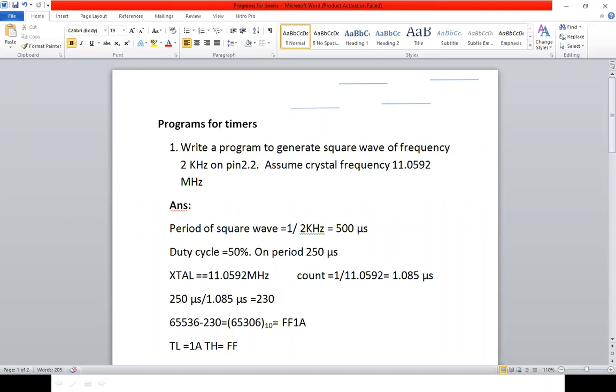So this is the value of FF and 1A. This is the delay, or the count, which we have to calculate. This is the on period of your square wave, and the same for the off period. This is very important because this question is asked in the online examination also. They give the frequency and the crystal frequency, and ask what is the value of TL and what is the value of TH.